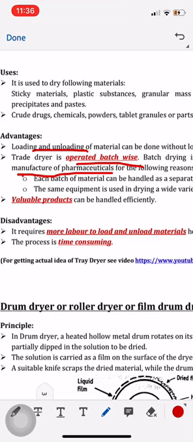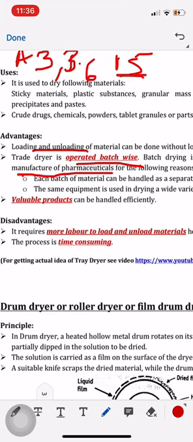Say for example, I have a dryer in which I have 15 different shelves, 15 different trays. So what I'll be doing, I can keep the same material A in 3 trays, then material B in the next six trays. So likewise, I can dry a variety of materials at the same time. So that is an advantage for pharmaceutical manufacturing processes. And the important advantage is each batch or each tray can be considered as a single entity. So that is very easy.